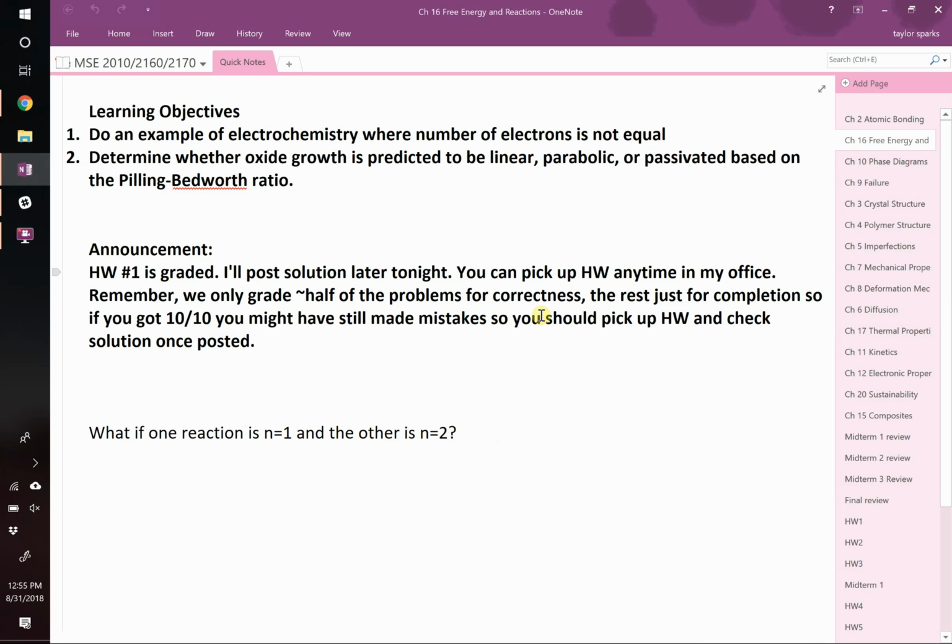So our learning objectives are, first off, we're going to slightly modify what we learned last time by doing an example where the number of electrons exchanged are not equal, right? I'll show you what I mean in just a moment.